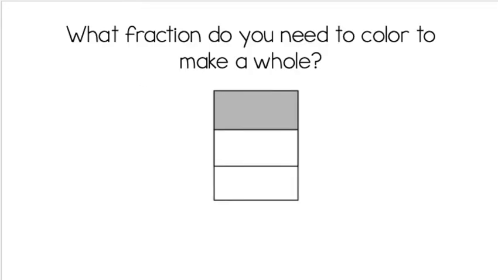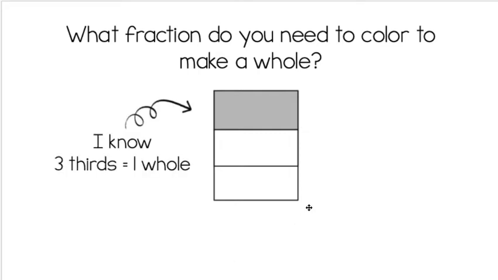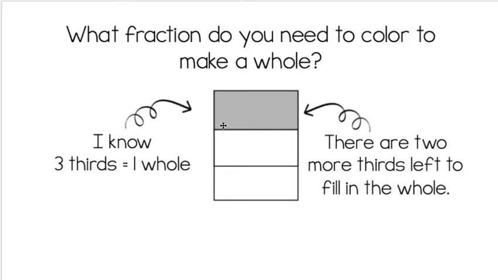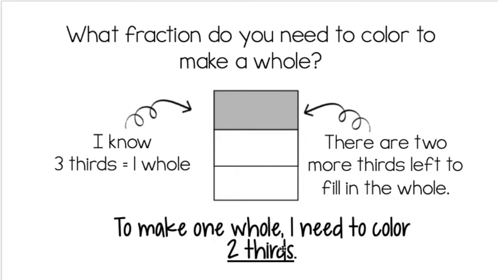I could also ask, what fraction do you need to color to make a whole? I think first, I know that 3/3 would equal 1 whole. But I only have 1/3 shaded and there's 2 more thirds left to fill in. So my question asked, what fraction do you need to color in to make a whole? I'm starting off with 1/3, but I need to color in 2 more thirds to fill in the whole. So my answer is to make one whole, I need to color in 2/3. So 2/3 is my answer.